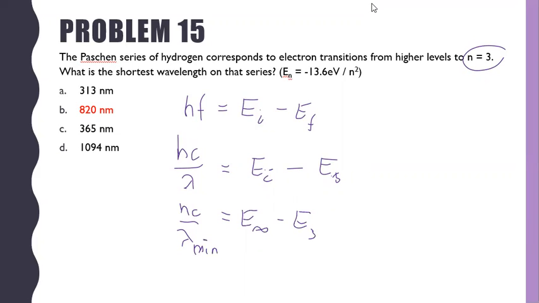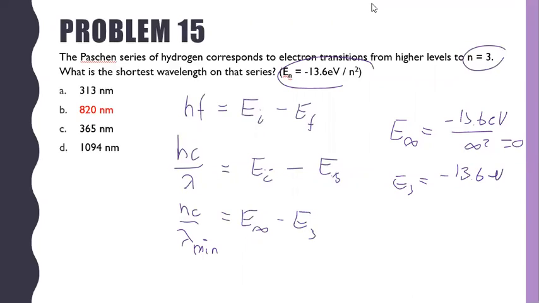But I need to calculate those two energies. So E infinity is, well, it says here how to calculate it. Minus 13.6 divided by an infinite number squared. I know you can't really do that, but that comes out to 0. Okay, E3, negative 13.6 eV divided by 3 squared. Get the handy dandy calculator, and I get 1.51 eV. There's still a minus in front.